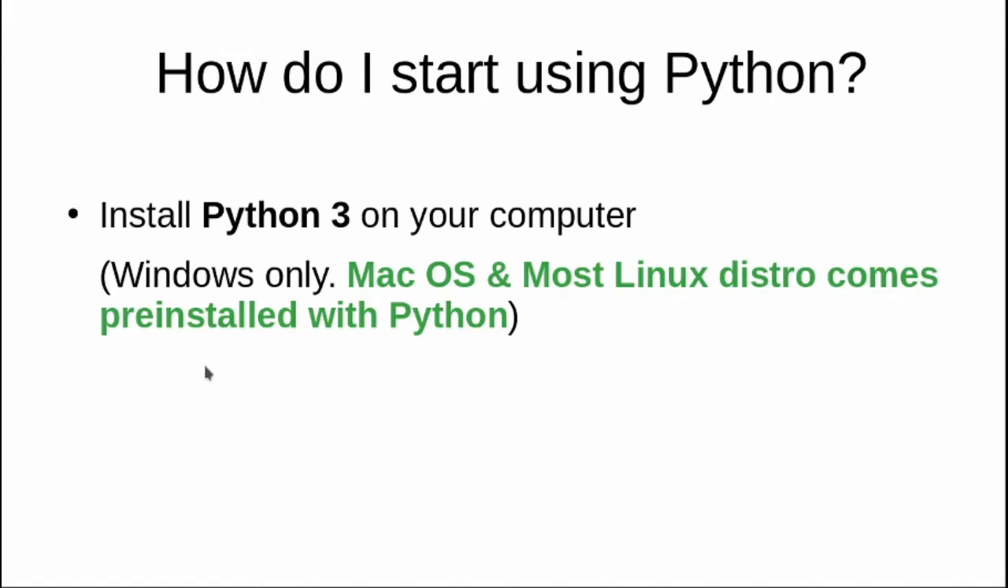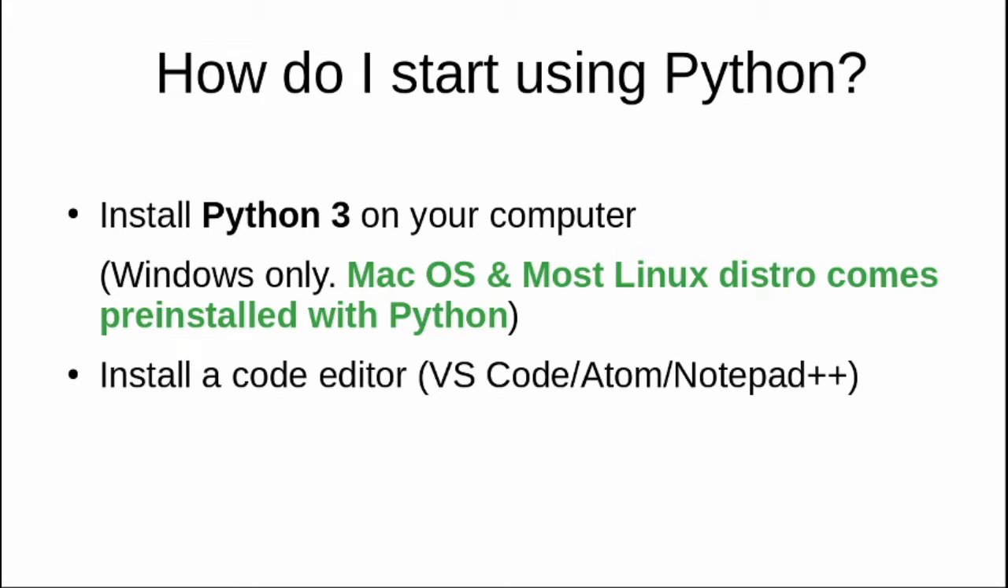So how do I start using this Python? You have to install Python 3 on your computer if your computer is Windows. Most Linux and Mac OS comes pre-installed with Python, so you don't have to install it. Then you'll have to install a code editor, such as Visual Studio Code, Atom, and Notepad++. But this time we're gonna use Notepad++.